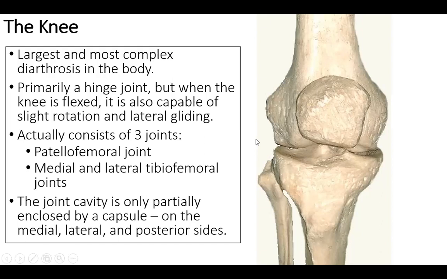So, okay. The knee is a hinge joint. It bends like a hinge right here. Doesn't go the other way. That's bad. The knee doesn't like to tilt forward. It can once, but that's never a good thing.